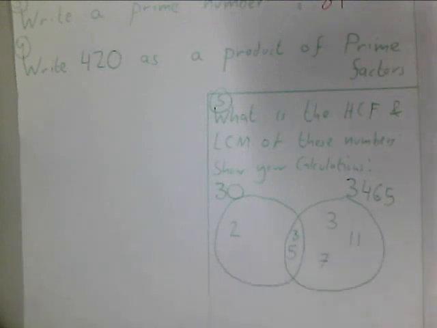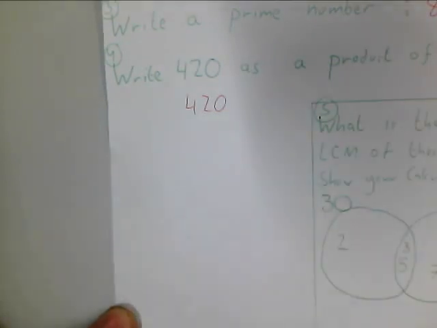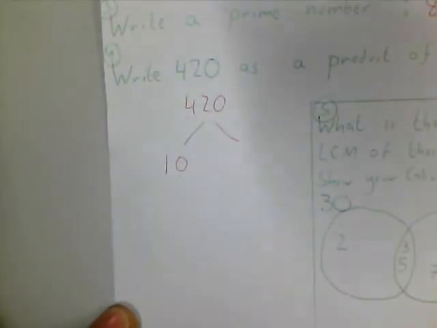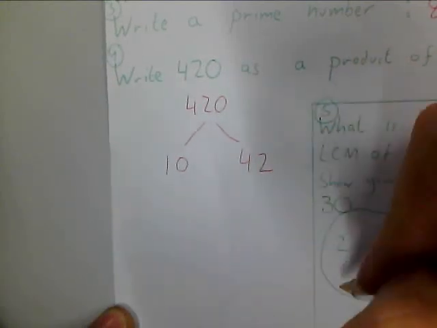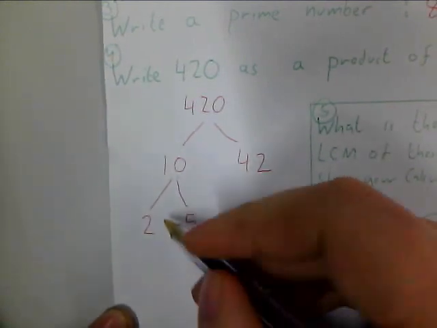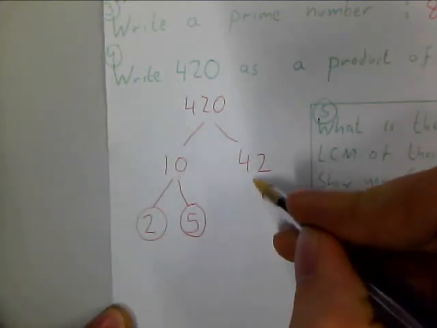Okay, 420 as a product of prime factors. Now it's important to note for this question that there are a number of ways that you can do this, so you're not restricted to the choice that I have taken. Because the number ends in 0, I know that 10 is going to go into this, so I'm going to choose 10, and a number that multiplies by 10 to give 420, which is 42. Now 10 can be broken down into 2 and 5. And 2 is prime, so that cannot be broken down further, and 5 is prime, so that cannot be factorised any further. Okay, and now 42.